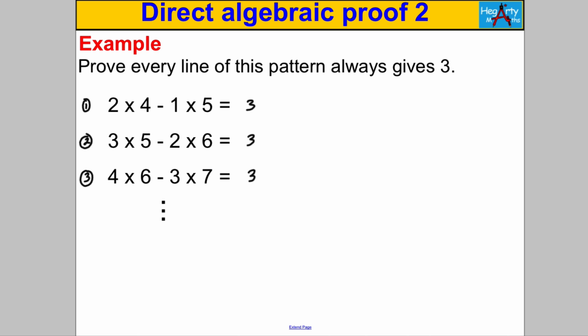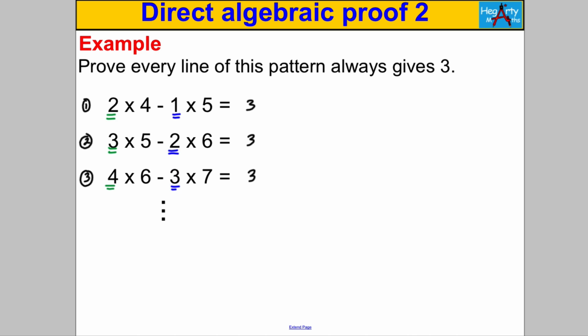Now we know it's no good just keep on plugging in numbers here. We've got to do it with algebra. Now, the first line, that is the number 1. The second line, that is the number 2. The third line, that is the number 3. I think we can see a similarity there. This number is always 1 more than that number. This number 3 is 1 more than that number. This 4 is 1 more than that number.